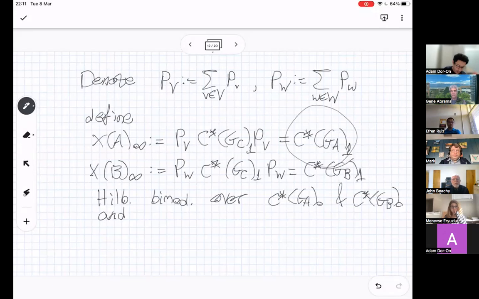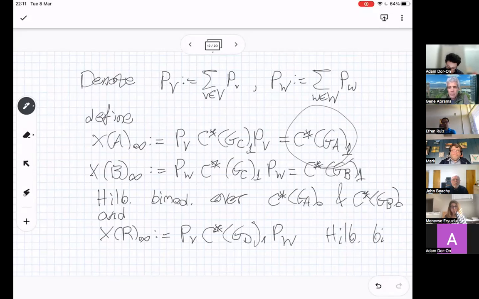And we also denote by X_R infinity, not the corner, but the 1-2 corner, right? The above the diagonal corner. So this is PV C-star of G_D at 1 PW. This is a Hilbert bimodule or an imprimitivity bimodule from C-star of G_B0 to C-star of G_A0. Okay, so this is the context that I'd sort of like to discuss. So what can we prove?